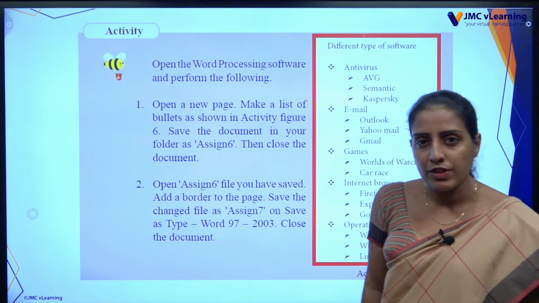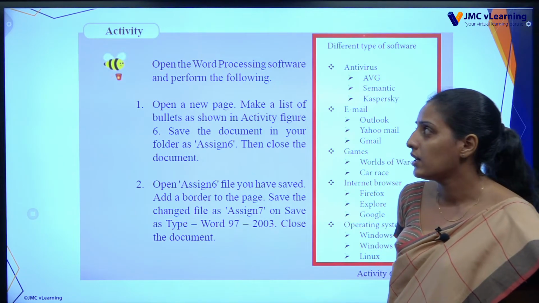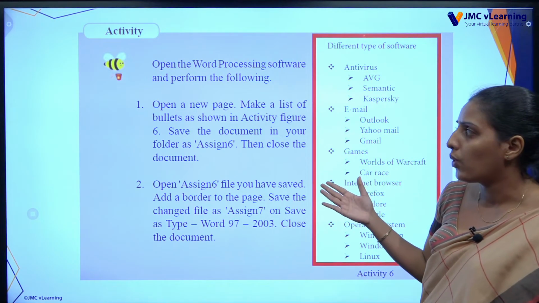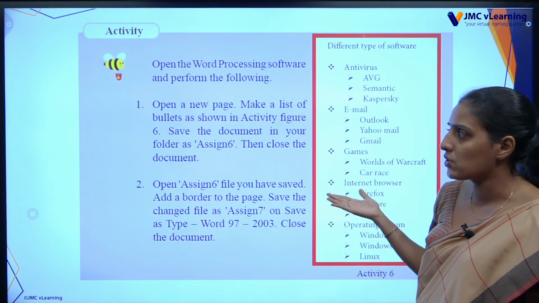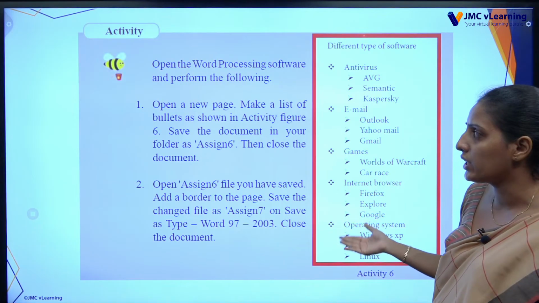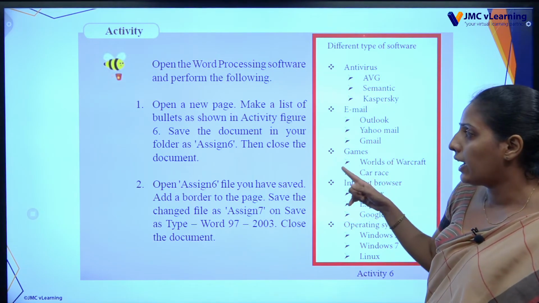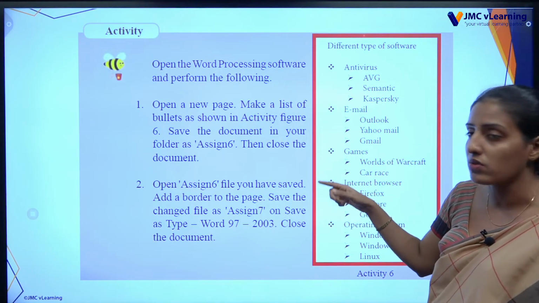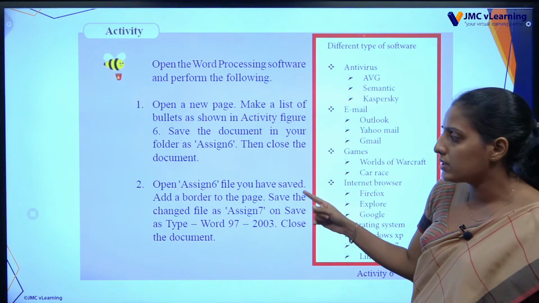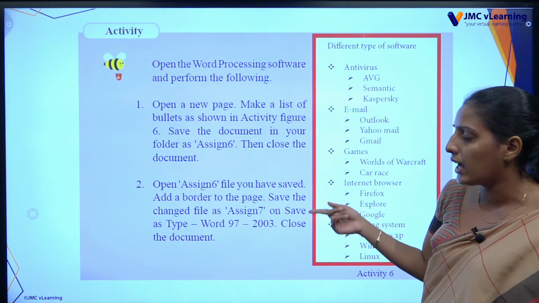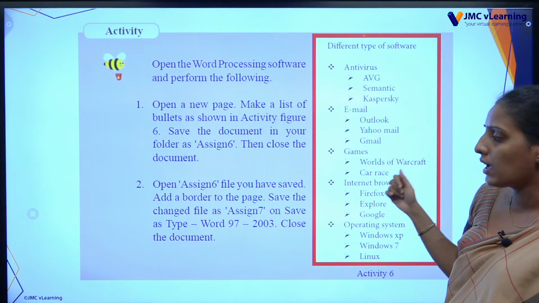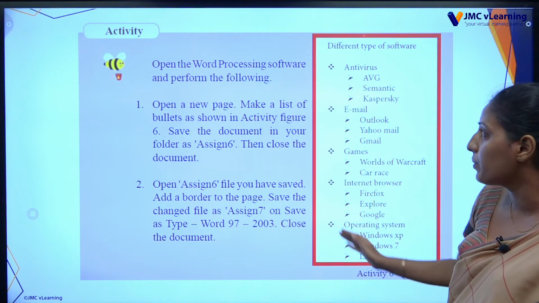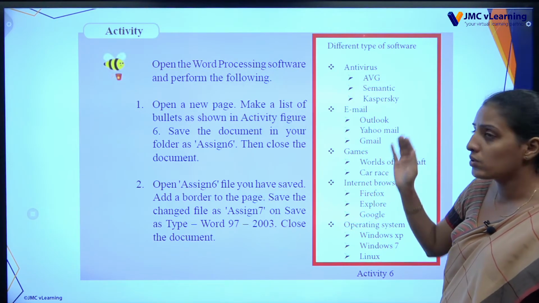Now, this is the activity they have given you to create. Open the word processing software and perform the following. Open a new page, make a list of bullets as shown in activity figure 6 and save the document in your folder as assign 6, then close the document. Open the assign 6 file you have saved, add a border to the page, save the changed file as 7 and close the document. So, you have to do this part.